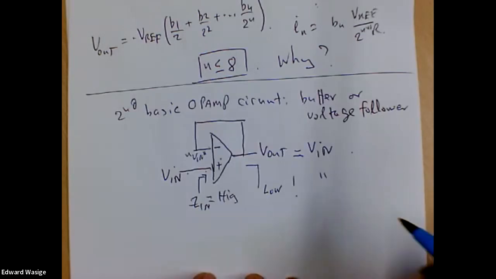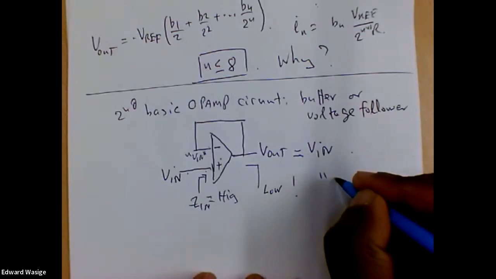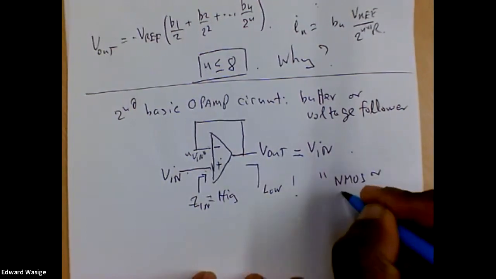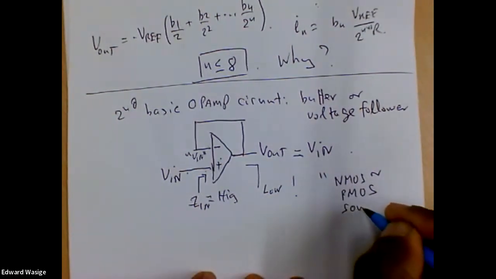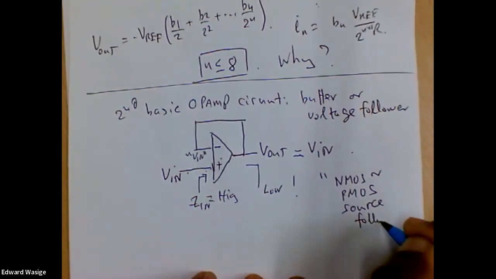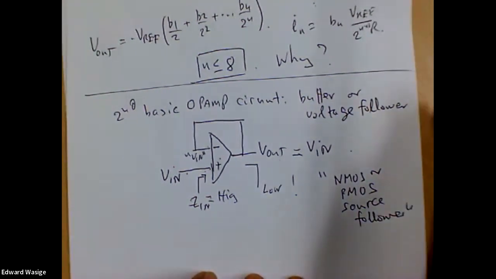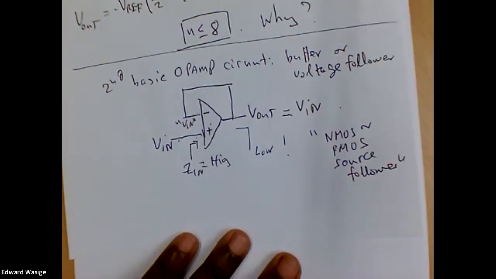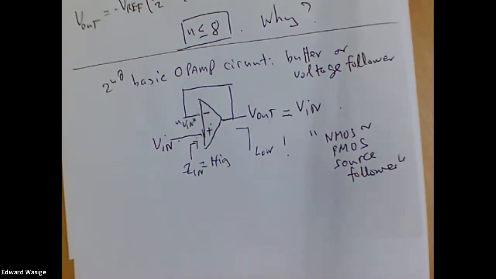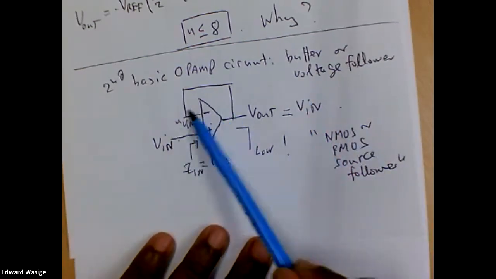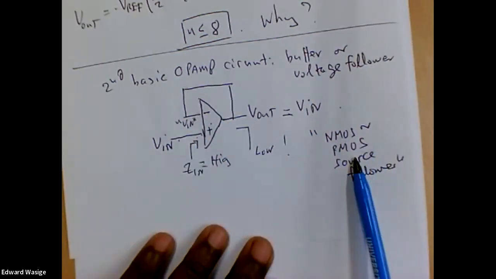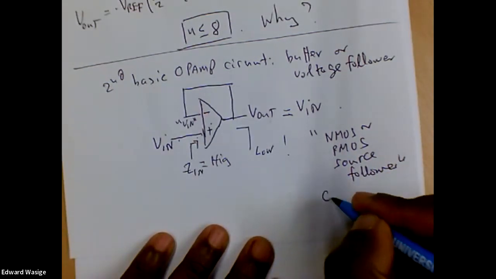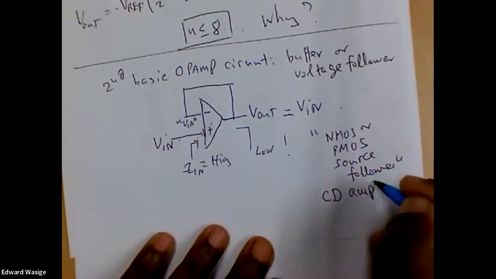A circuit which we didn't do in class is the NMOS or PMOS source follower. You may have done this in your undergrad, but if you haven't, it's a useful circuit. If you go for an interview, someone may ask you what a source follower is. A source follower is also a voltage follower, but this voltage follower uses an op-amp, while you could do a source follower using an NMOS or PMOS device. Its other name is a common drain amplifier.